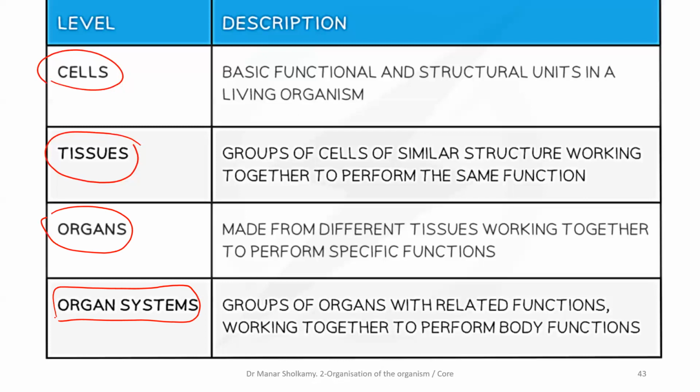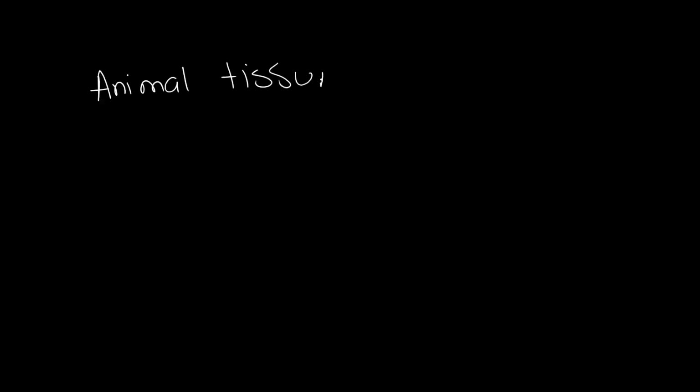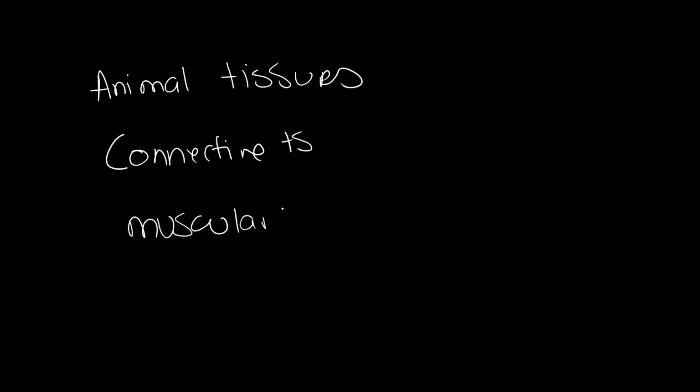Now, I want to stop here. Different tissues make organs. What does this mean? Animals, or your body, we are considered animals. We have different tissues. So we are going to talk about the animal tissues. We have 4 tissues in our body. We have connective tissue. We have muscular tissue. We have nervous tissue. And we have epithelial tissue. I'll tell you what this is now.